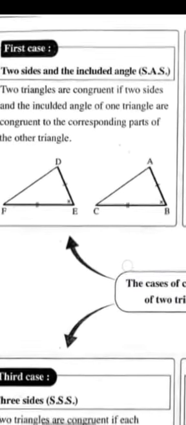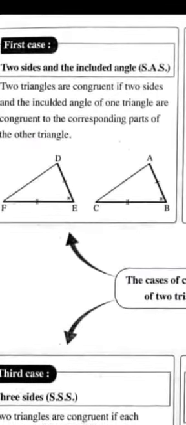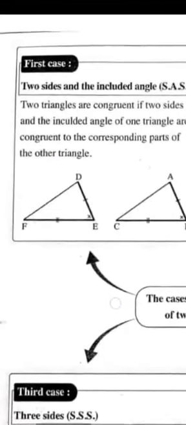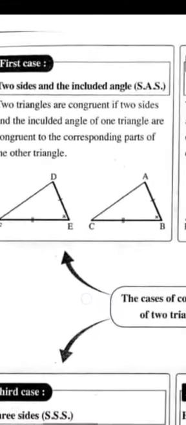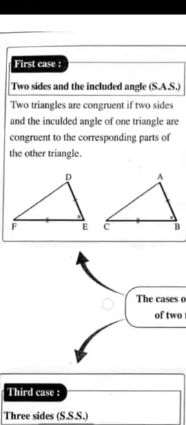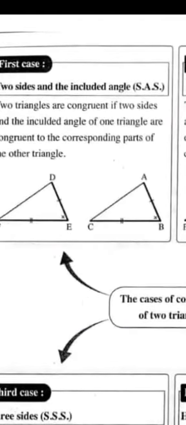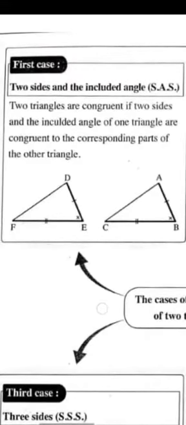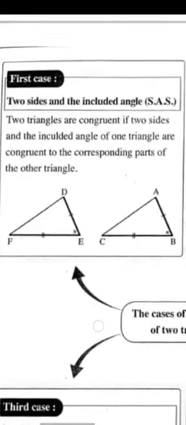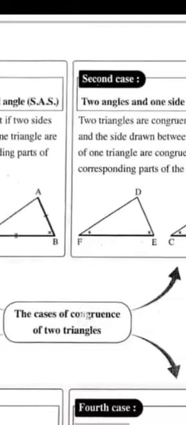SAS, it means side, angle, side. For example, if we have two triangles ABC and the second triangle DEF, we find that side AB equal DE and the side BC equal EF and measure of angle B equal measure of angle E. That means two sides and included angle in the first are equal to two sides and included angle in the second. So we can say these two triangles are congruent.